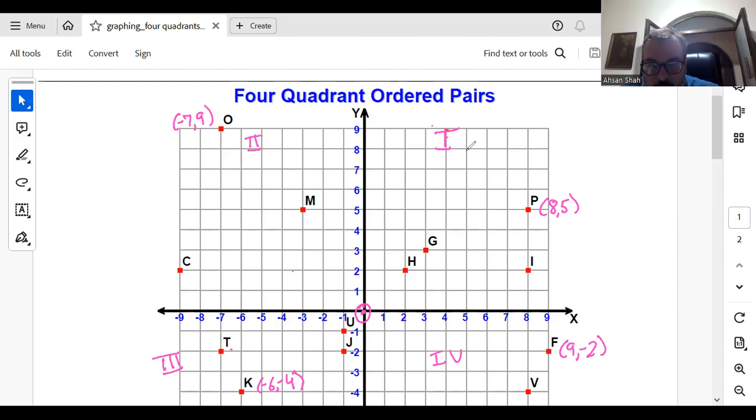Just to give you an idea regarding the quadrants, in the first quadrant, both x and y are positive. In the second quadrant, x is negative and y is positive. In the third quadrant, both are negative. And in the fourth quadrant, x is positive and y is negative. So this is a summary of how to plot coordinates in this plane. The key point is first you write the x coordinate, then the y coordinate, x, y.